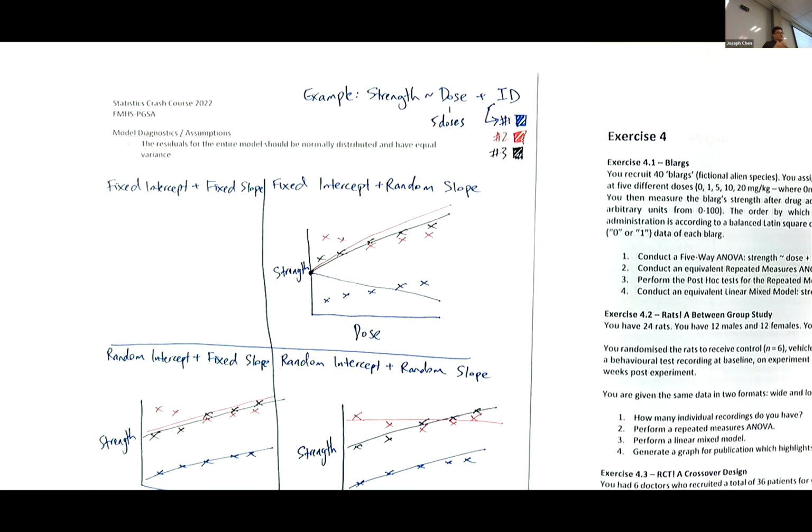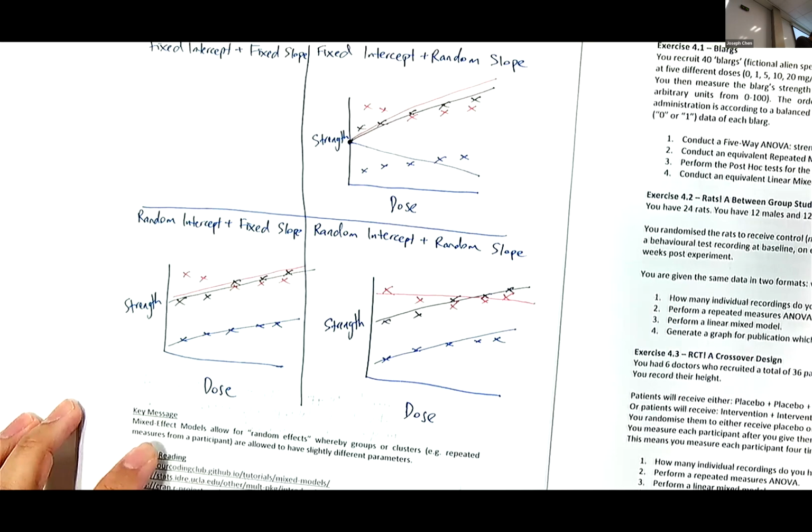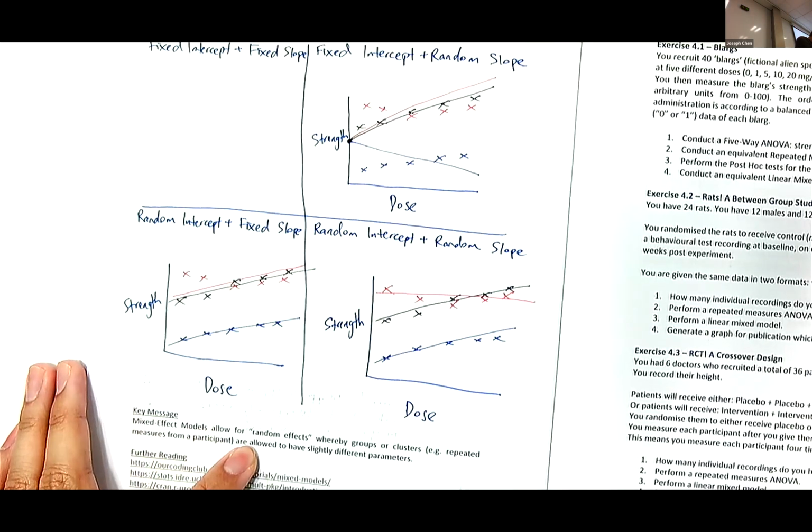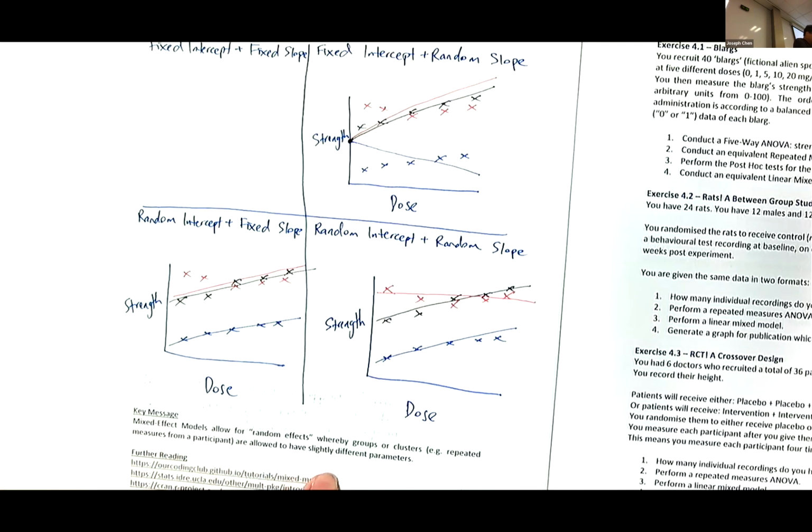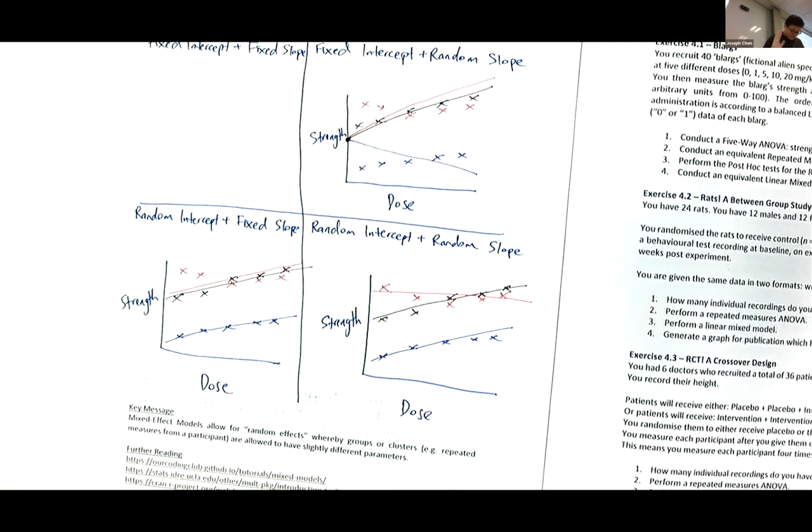Because if you imagine, you're trying to group all of these onto a bell curve, essentially a normal distribution. So you should only allow it to vary like that. Mixed effect models allow for random effects, whereas groups or clusters, repeated measures from a participant, are allowed to have slightly different parameters. I don't remember what I was on when I wrote that.